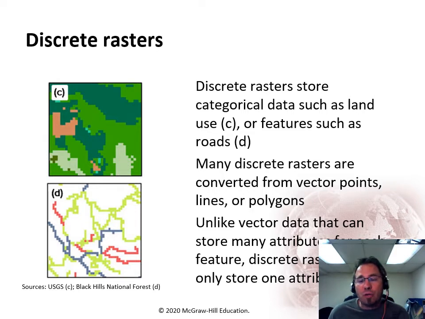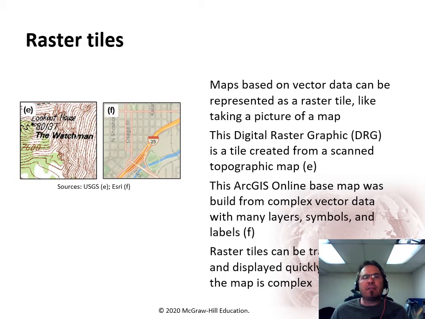Again, it only stores one attribute. So if you have a land use raster, that's the only thing that you'll see in the attribute table. But with these, oftentimes you can have an attribute table that goes along with the raster itself. Maps based on vector data can be represented as a raster tile, which is similar to taking a picture of a map. So you have both raster and vector data sitting on one map, and you can take a snapshot of that in order to share it.